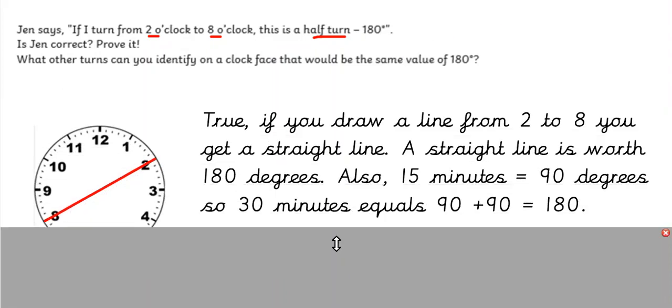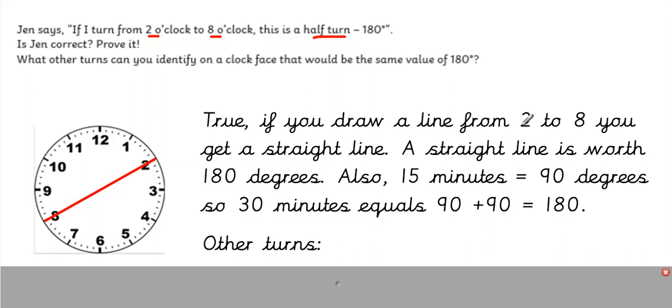Okay, so true, because if you draw a line from 2 to 8, you get a straight line. So that means that that is worth 180 degrees. So also 15 minutes, so to 3 or to 6 or to 9 is 90 degrees. So 30 minutes equals 90 plus 90, which is 180. Okay, so if you added 15 minutes on from 2, you've got 5, 10, 15. It would go to 5. Then if you added another 15 minutes, you get 5, 10, 15, which would go to 8.